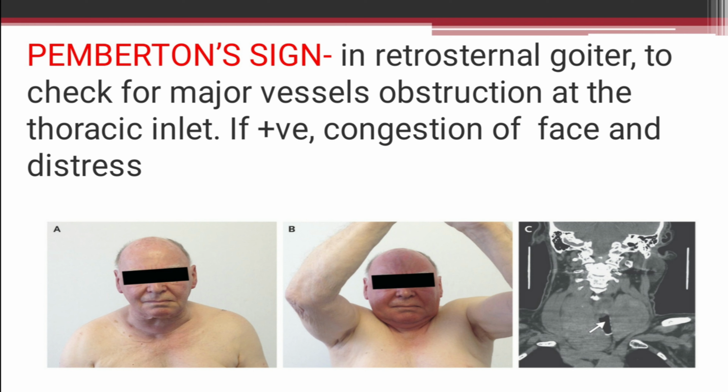The patient is asked to raise both the arms above the head until they touch the ears, and the patient is asked to hold this position for a while, that is for 2 to 3 minutes, and in case of retrosternal goiter with engorged veins, there occurs congestion of the face and distress. So, if the Pemberton sign is positive, there is congestion of the face and distress.